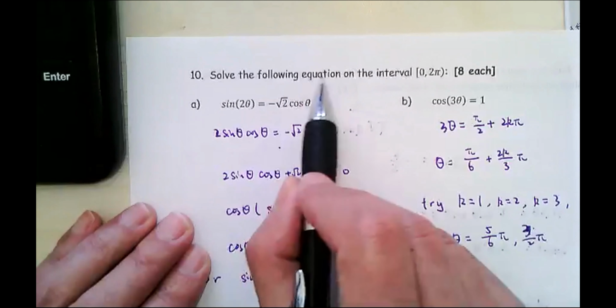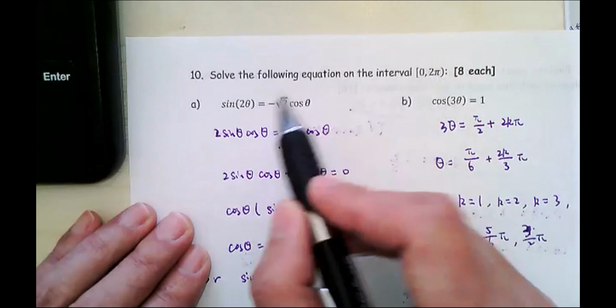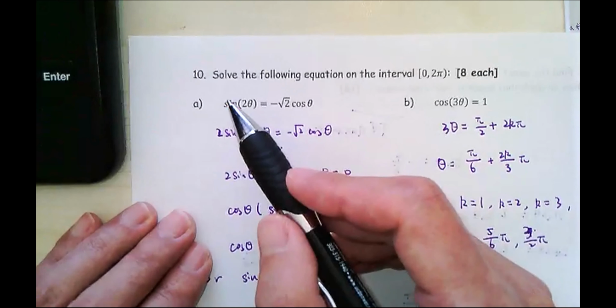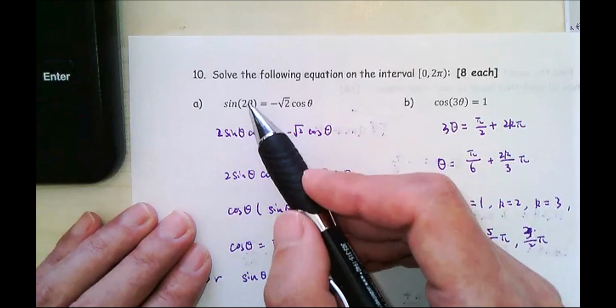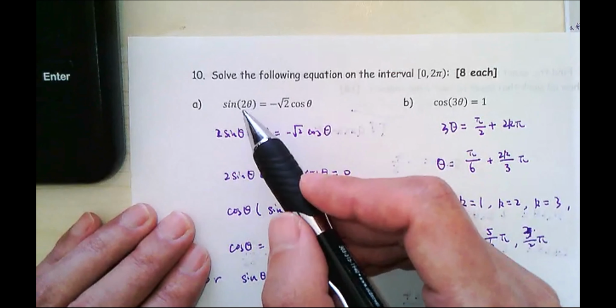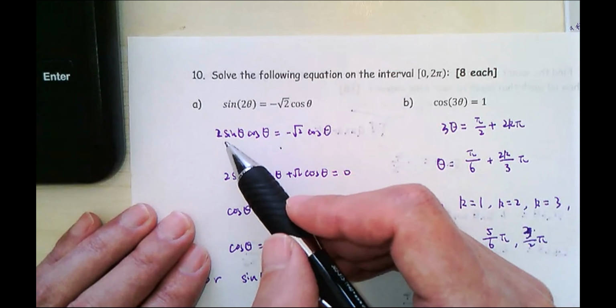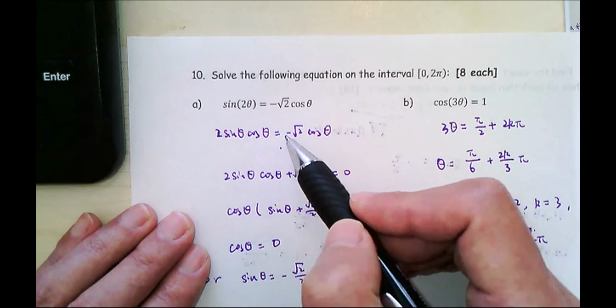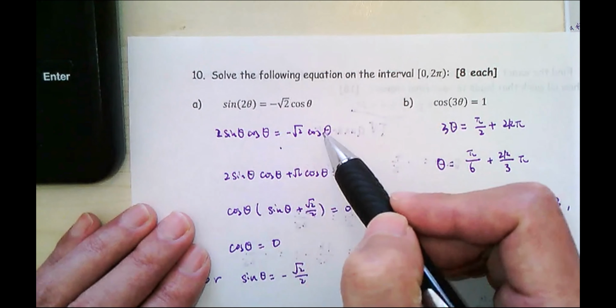So solve the following equation. Okay, we need to solve this equation. Look here. Just slow down and observe what you have. This is sine 2 theta. Again, sine 2 theta we can always factor as 2 sine theta times cosine theta, which gives you negative square root of 2 cosine theta.